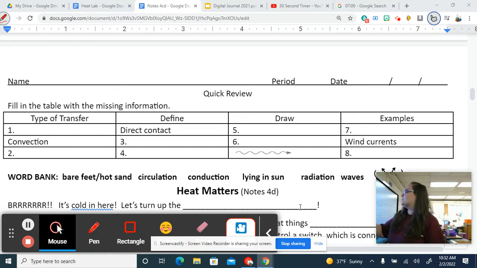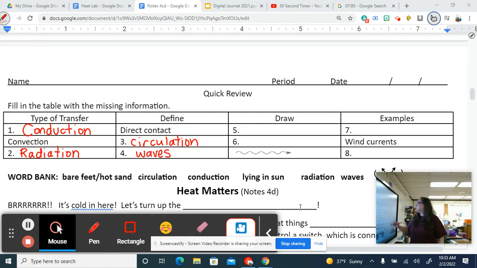The type of transfer that's direct contact is conduction. And then the one that's left is radiation. Conduction is direct contact. Convection is circulation. And radiation is waves. To draw the arrows for conduction, we've got the quick exchange of two things that are right next to each other. For convection, we have our circles and the radiation arrows done for us.